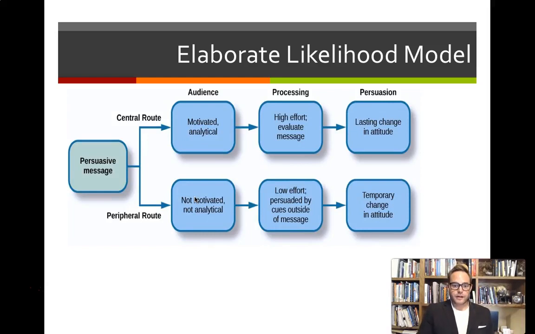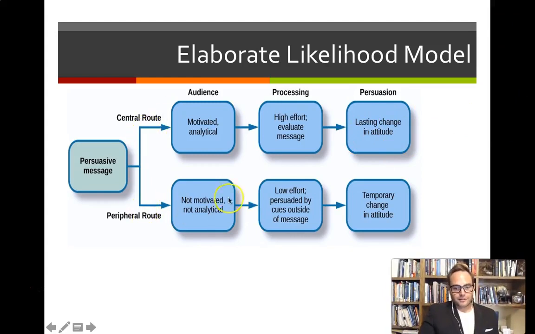So here is the diagram. If you're a visual learner, this will maybe help explain what I just told you. So we have a persuasive message, and we could use either the central or peripheral processing route. So you're going to give your speech. Your audience might be highly motivated to pay attention to your speech based off of the topic. So they're going to be motivated. They're going to be analytical. They're going to be picking apart your arguments. The thing is, they're going to be using a lot of processing power to be able to do that because they're invested. So there's high effort in evaluating the message, right? And then if you're successful at persuading the audience, that's going to lead to this lasting change in attitude.